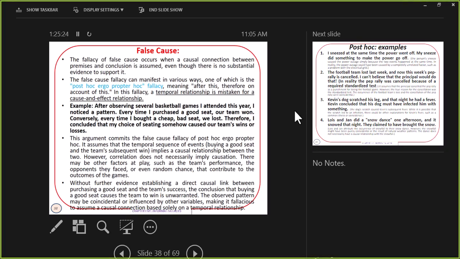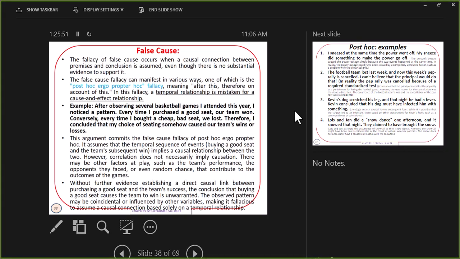After observing several basketball games I attended this year, I noticed a pattern. Every time I purchased a good seat, our team won. Conversely, every time I bought a cheap, bad seat, we lost. Therefore, I conclude that my choice of seating somehow caused our team to win or lose. This argument commits the fallacy of what? False cause, typically post hoc ergo propter hoc. After this, therefore this. Right?